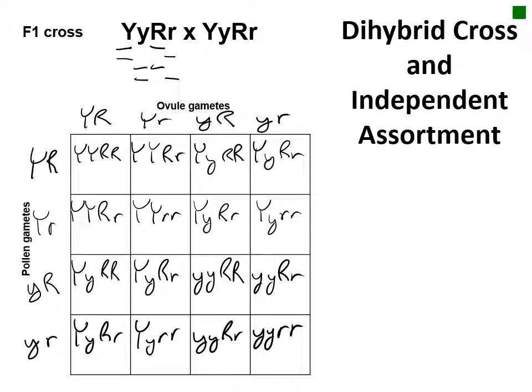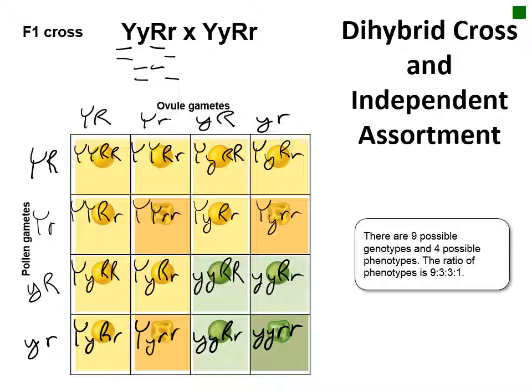Once all the boxes are completed, then we can examine the genotypes to determine the phenotype of each zygote. When we do this, you will find that there are 9 yellow round, 3 yellow wrinkled, 3 green round, and 1 green wrinkled.